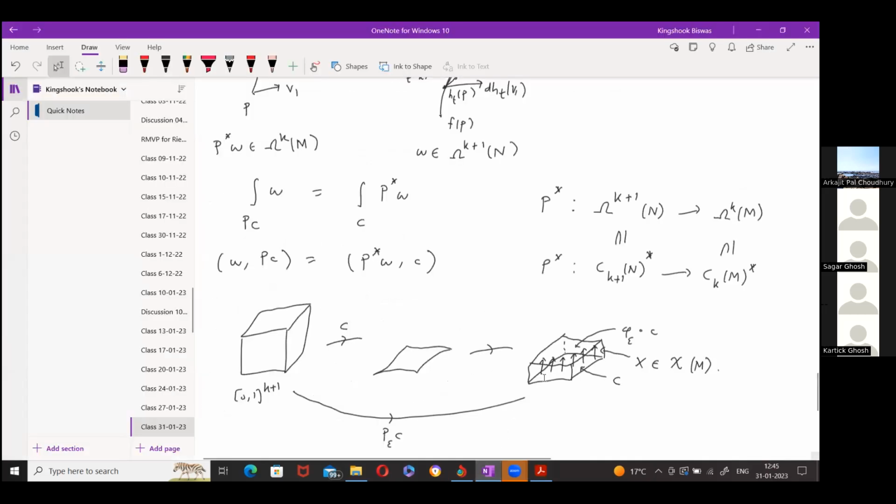So you can sort of see that in this picture, in the limit as epsilon tends to 0, integrating omega over this very thin k plus 1 cube and dividing by epsilon is basically the same as integrating Ix omega over C, where Ix omega means you put an x in the first slot and then apply omega to the remaining k vectors.